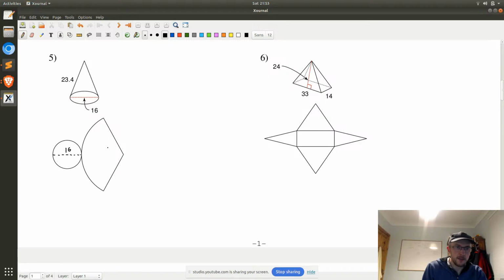Diameter 16, slant height 23.4. Width of the rectangle 33, height 14. That is 20. No, actually, that should be here. 24.